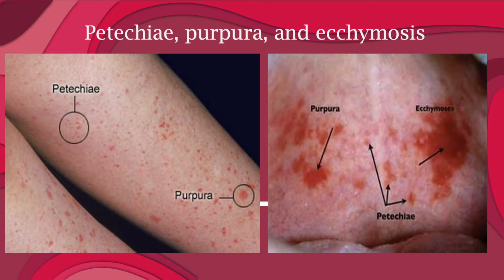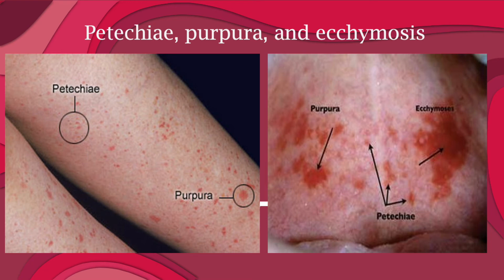So we see here in these photos petechiae and purpura versus ecchymosis. Petechiae are deep red or even reddish purple skin discolorations. Petechiae are about 1 to 3 millimeters, while purpura are a little bit larger, but still less than 1 centimeter. These can both be rounded or sometimes irregular and flat.